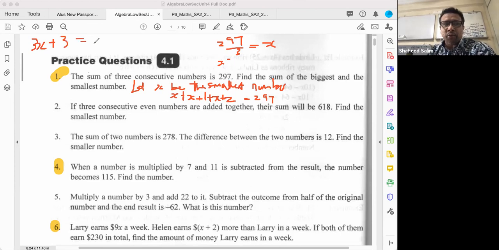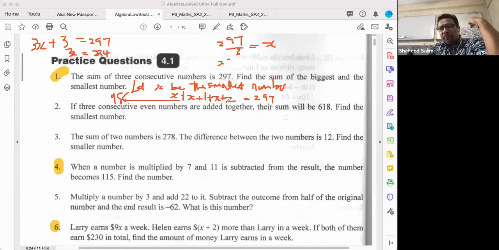Then what you do next step, you minus the 3, you bring over. So you minus the 3, become 294 is 3x. You divide, you'll get x equals to 98. What is x? It is the smallest one, 98. What's the next number? 99. x plus 1 is 99. What's the next number? 100. You get it? Okay.